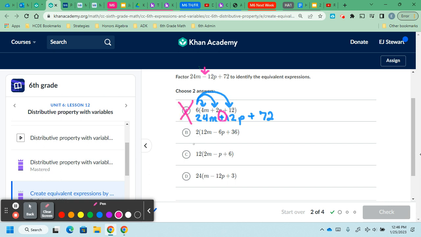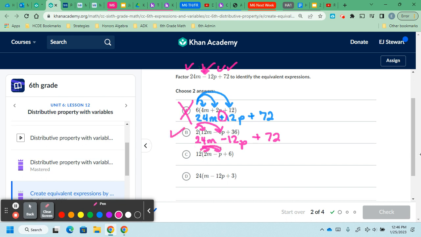Distribute here. Have y'all heard of the distributive property before? Yes. Maybe, maybe not. Okay. 24m minus 12p when I distribute that 2, and then 2 times 36 is 72. Well, that looks exactly like my expression at the top with the same operator, so that must be an answer.